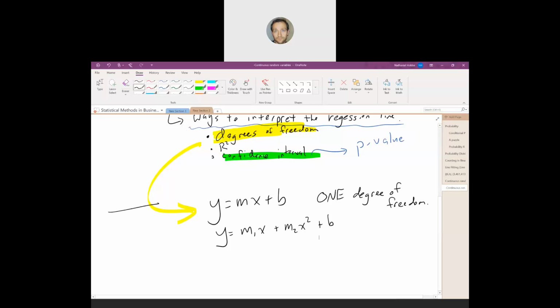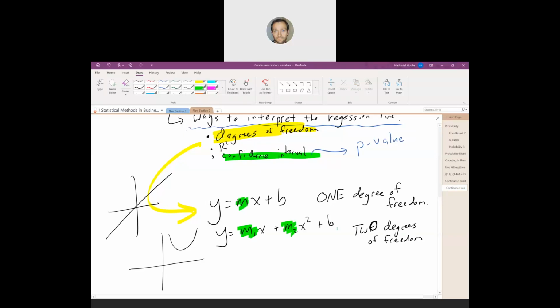So while this one is some kind of straight line, you could have a line like this here. You can have a curved line, but it needs to be linear in the parameters. So this is 2 degrees of freedom. That's the 1. That's the 2.